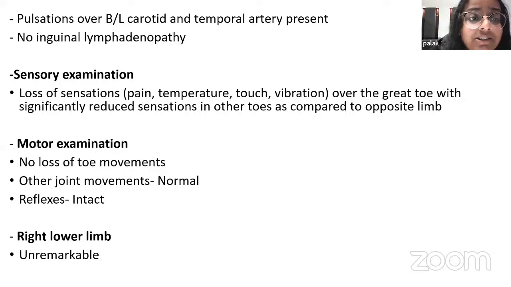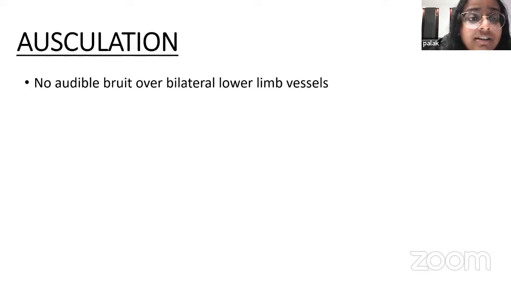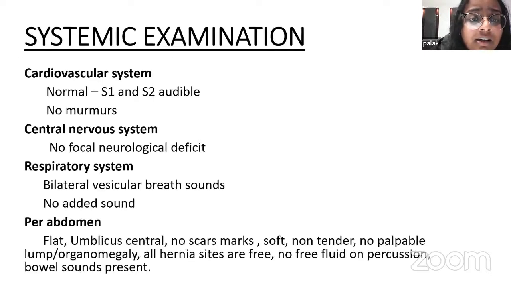On sensory examination, the loss of sensations were present: pain, temperature, touch, and vibration over the great toe, with significantly reduced sensations in other toes as compared to the opposite limb. On motor examination, there was no loss of toe movement, and other joint movements were also normal, and reflexes were intact. The right lower limb examination was unremarkable. On auscultation, there was no audible bruit over bilateral lower limb vessels.